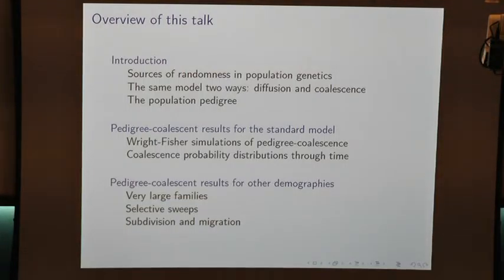The conclusion of that middle bit is mostly that in a large, well-mixed population, it actually doesn't matter that individuals are related by a pedigree, and we ignore it most of the time for a large population. So the last part of the talk will investigate some situations in which the pedigree can have a significant influence, potentially, on genetic data across a genome. I'll explain these things as I go. I'm going to look in particular at very large families in a pedigree, selective sweeps that sweep through a pedigree, and also subdivision and migration.